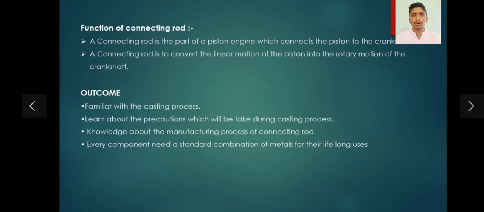Next is the function of the connecting rod. A connecting rod is a part of a piston engine which connects the piston to the crankshaft. A connecting rod converts the linear motion of the piston into the rotary motion of the crankshaft. Here are the outcomes of this project. Familiar with the casting process, learn about the precautions which should be taken during the casting process. Knowledge about the manufacturing process of the connecting rod. Every component needs a standard combination of metals for its lifelong use.